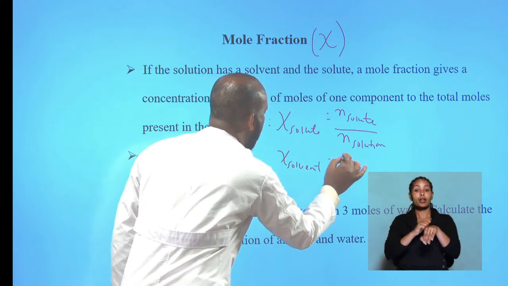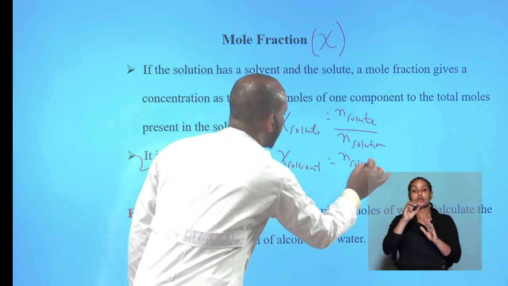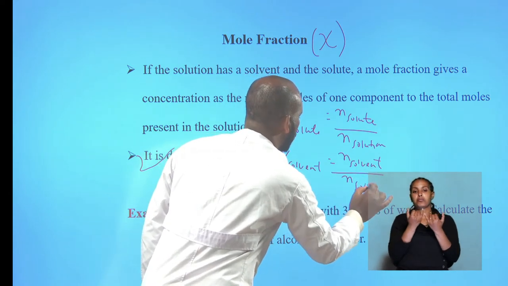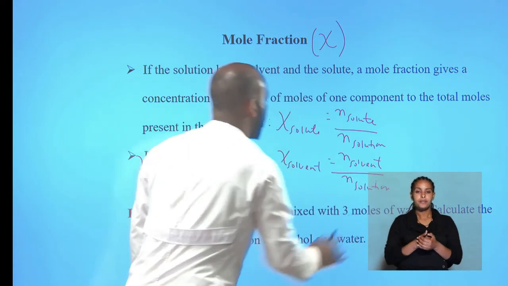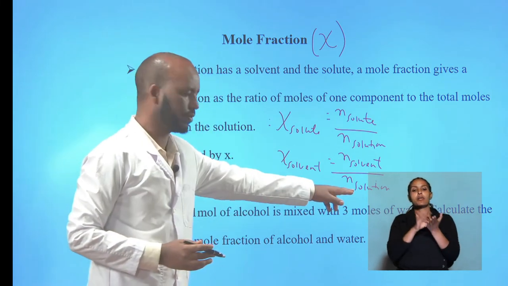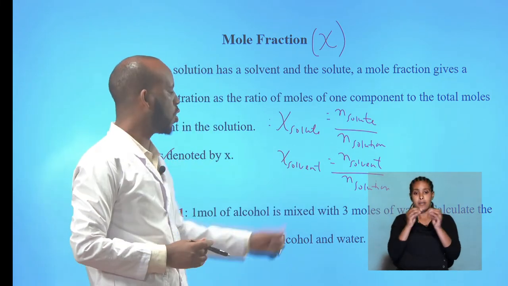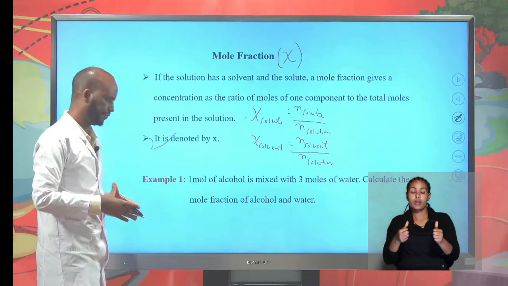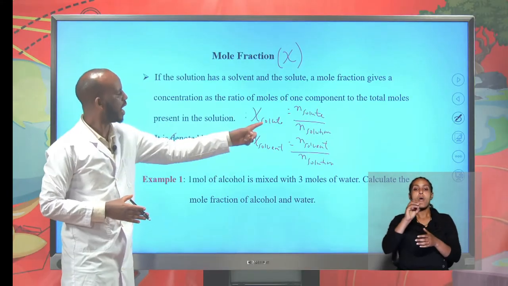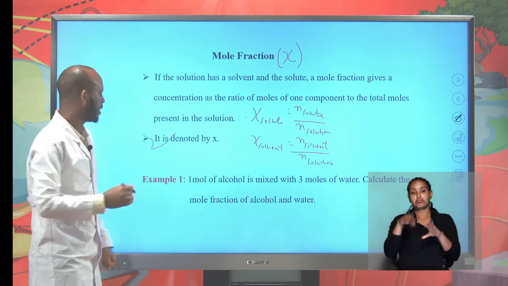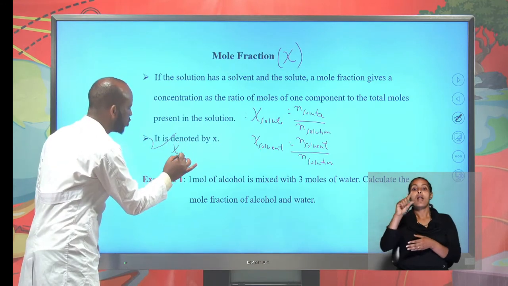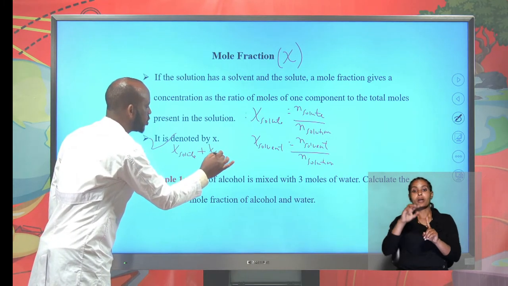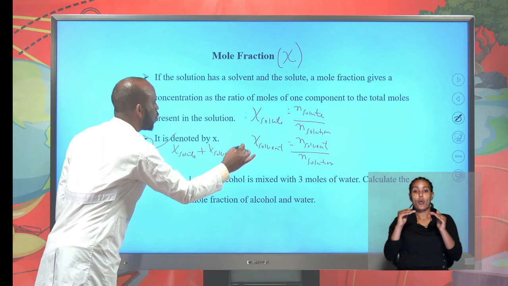Mole fraction of the solvent equals number of mole of the solvent divided by number of mole of the solution. Note that number of mole of solution is the sum of number of mole of solute and number of mole of solvent. Mole fractions add up to give 1. Therefore, mole fraction of the solute plus mole fraction of the solvent equals 1.